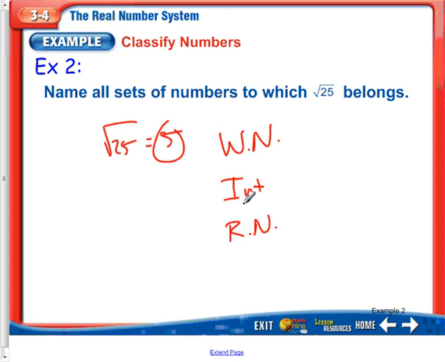This would be like a 3-point problem. If you didn't have all three, you would lose points. You notice the only thing we're leaving out is irrational number, because if it is a rational number, we wouldn't be able to call it irrational at the same time.